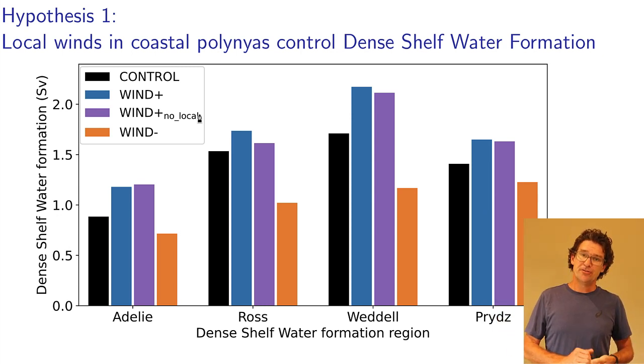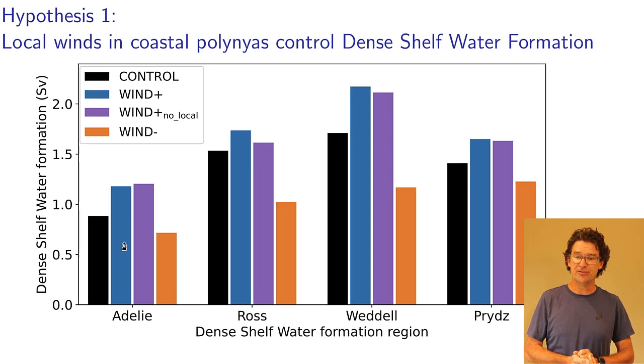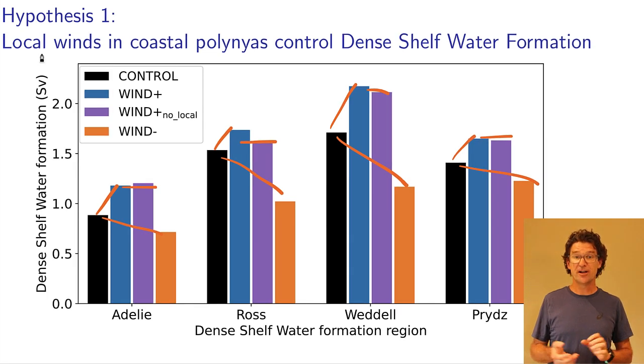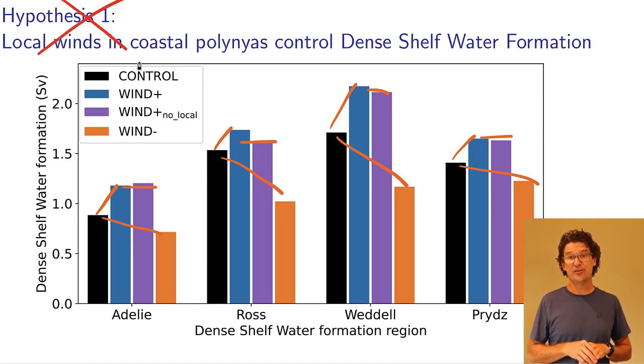This bar plot shows the dense shelf water formation rate in each of the four dense shelf water formation regions. What you can see here is that in each of the four areas, the rate of dense water formation goes up in the wind plus case, and it goes down in the wind minus case. But in the wind plus no local case, where wind is enhanced everywhere except in these dense shelf water formation regions, we see pretty much no difference from the wind plus case. This means that while dense shelf water formation does occur in these regions, it's not actually controlled by the local winds in those regions, and our first hypothesis is unviable.